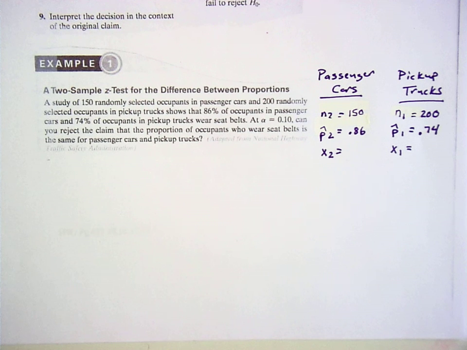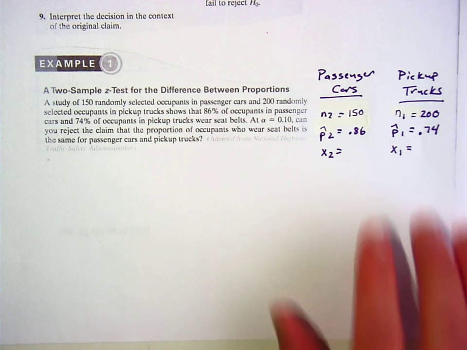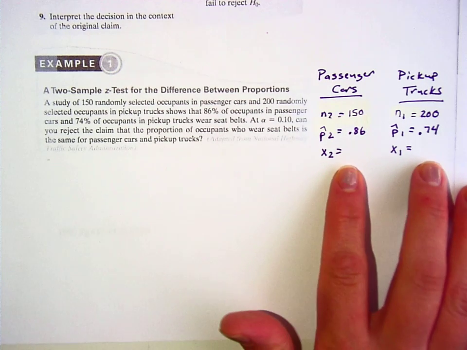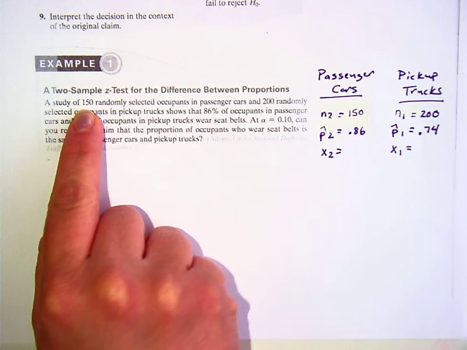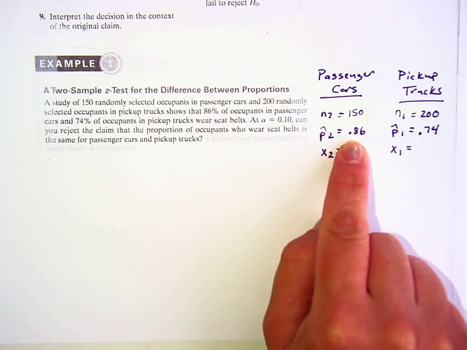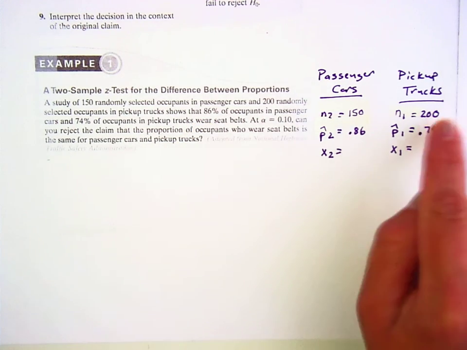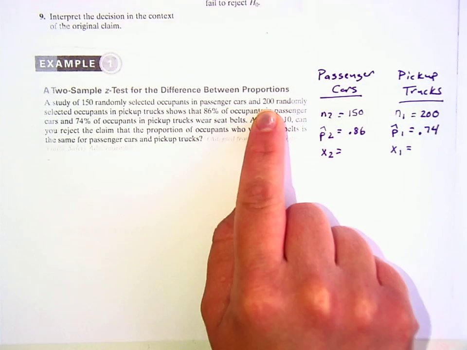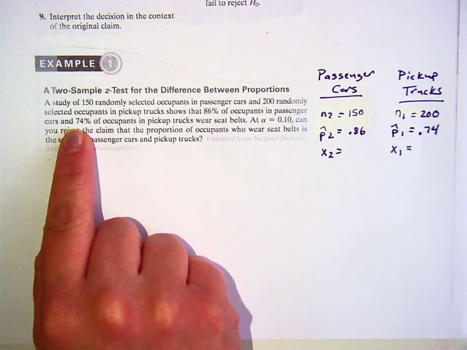So I'm going to read example 1. It says a study of 150 randomly selected occupants in passenger cars and 200 randomly selected occupants in pickup trucks show that 86% of occupants in passenger cars and 74% of occupants in pickup trucks wear seatbelts. So the first thing I decided to do was to write out my stats down here. For passenger cars, it was 150. That was their sample size. And 86% is their p-hat. Pickup trucks was 200 sample size and 74% for a p-hat.